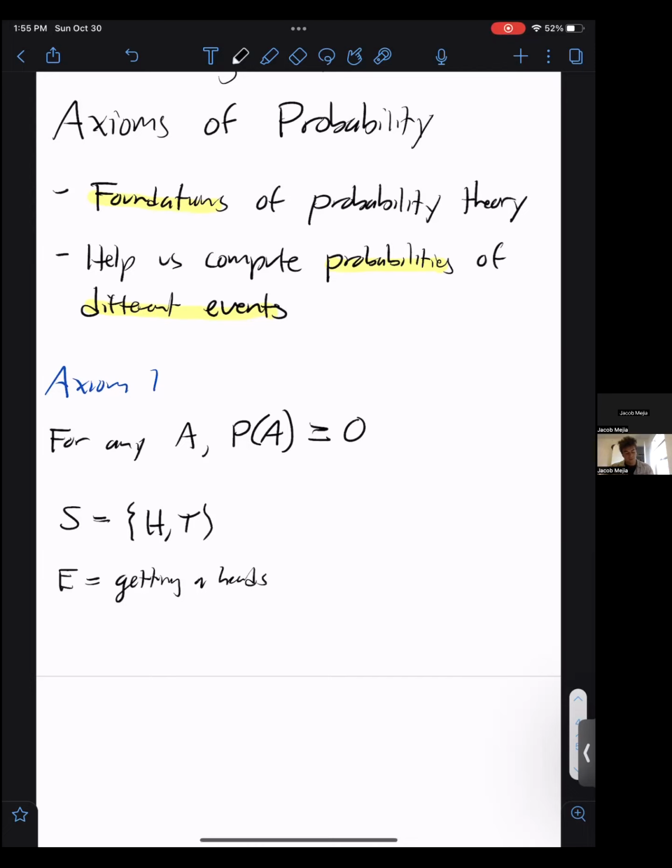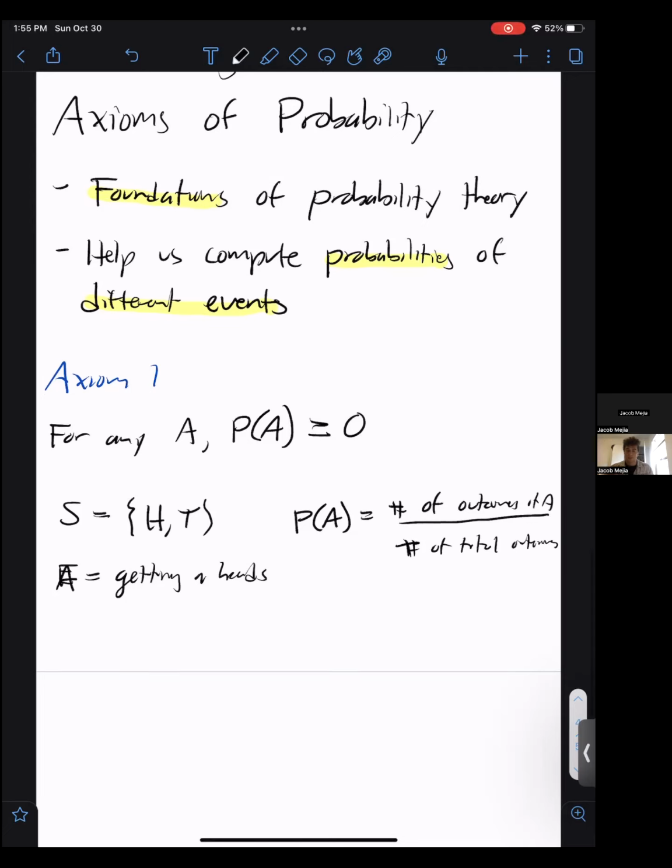If we want to compute this probability, I'm calling that event A. The probability of our event A is equal to the number of outcomes of our event A, all over the number of total outcomes. In this case, our event A is just getting a heads. So we know that there's one opportunity for us to get a heads, all over the 2 total possible outcomes, because we can get a heads or tails. So our probability is 1/2, which is also equal to a 50% likelihood.